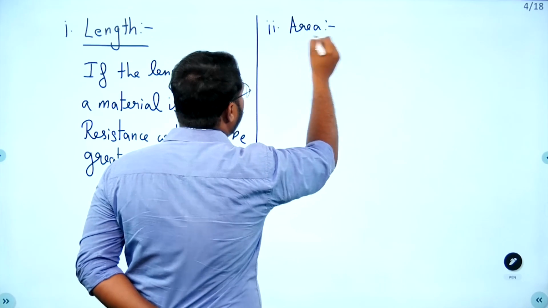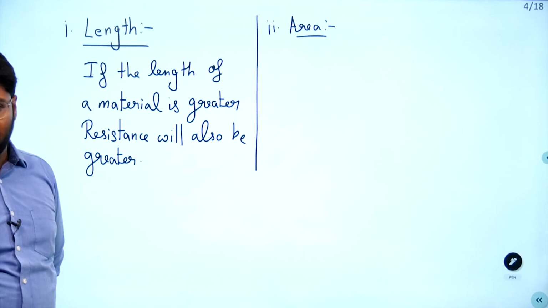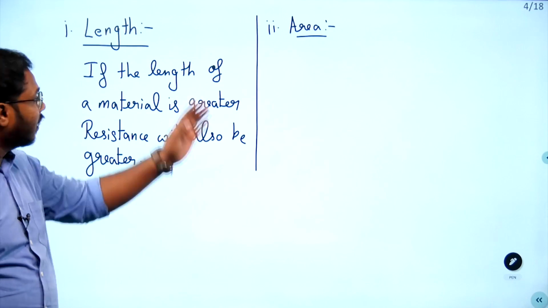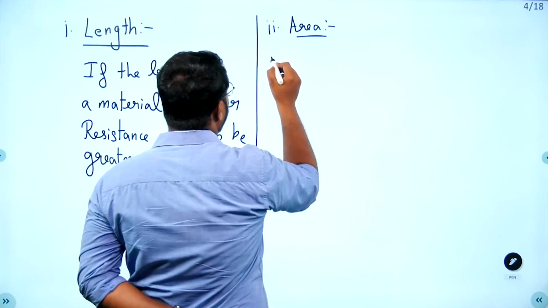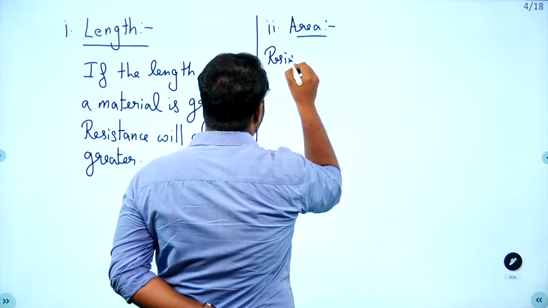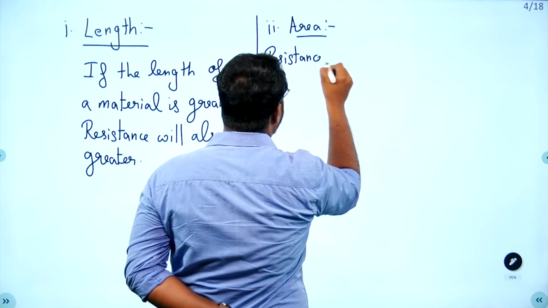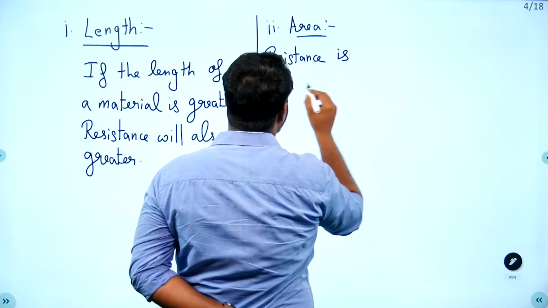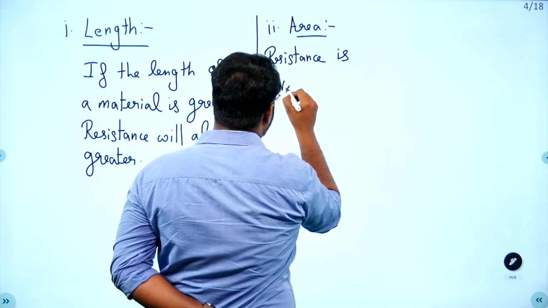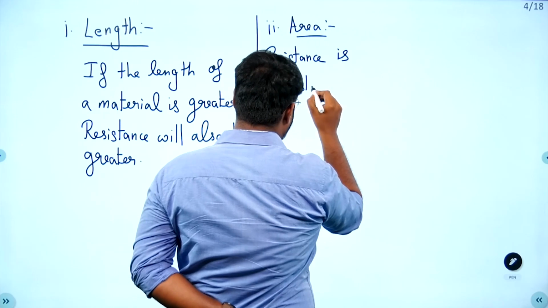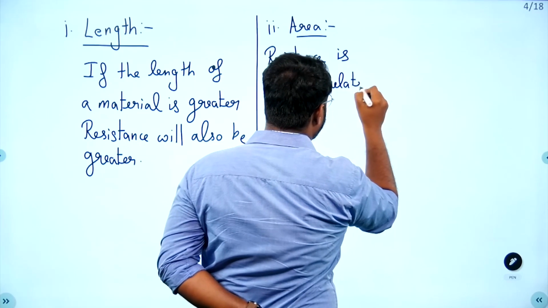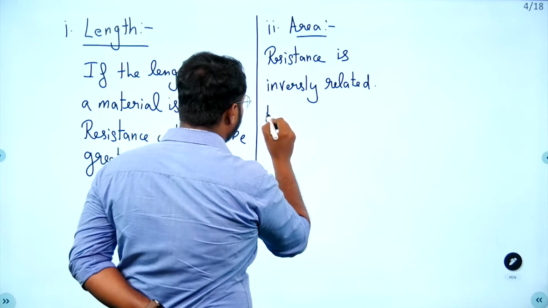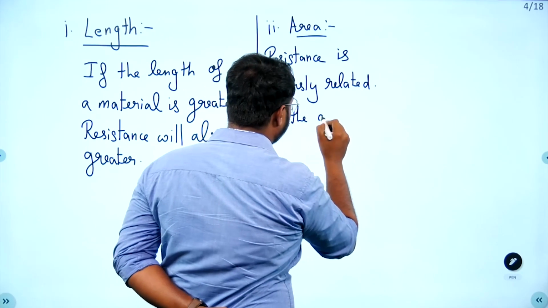What type of area am I talking about? Is this the surface area of a material? No, this is a cross section area. Okay. So resistance is inversely related to the area.